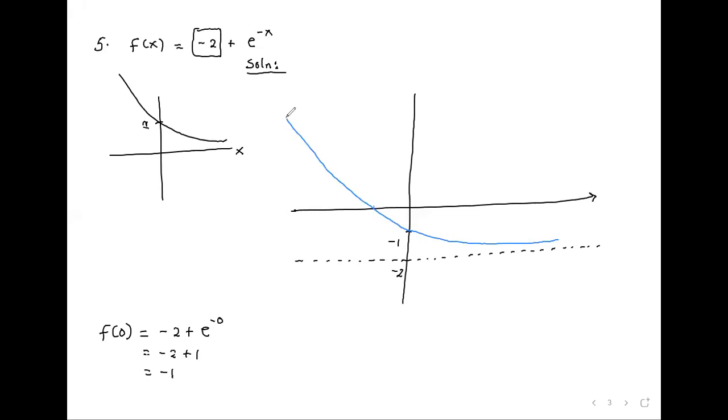So if you're asked to state all the intercepts, you must be ready to do so. You know that this happens only when this is +2, and it's possible for some powers. So you say -2 plus e to the power -x is equal to 0. Take this to the other side. You have e to the power -x is equal to 2.